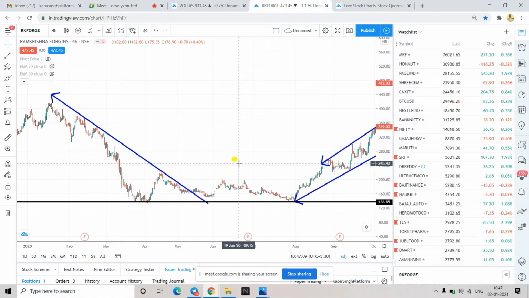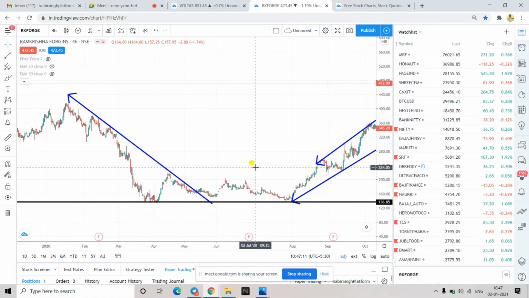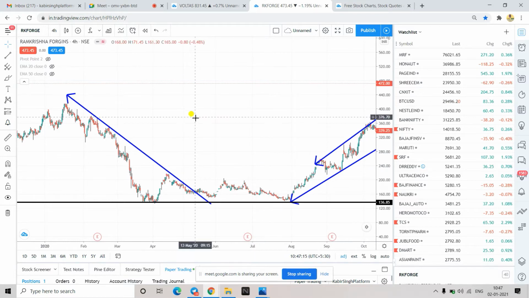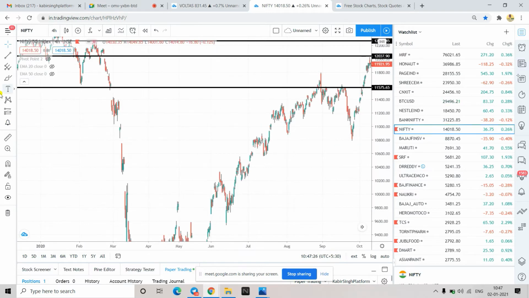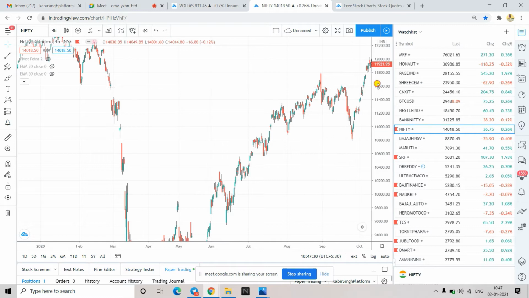Any one more stock you tell me before we move to the next topic? Whirlpool. Well, what I'll do, I'll just show you on the Nifty chart. Okay, so in the Nifty chart it is very important that you draw it. So I'll draw it here.